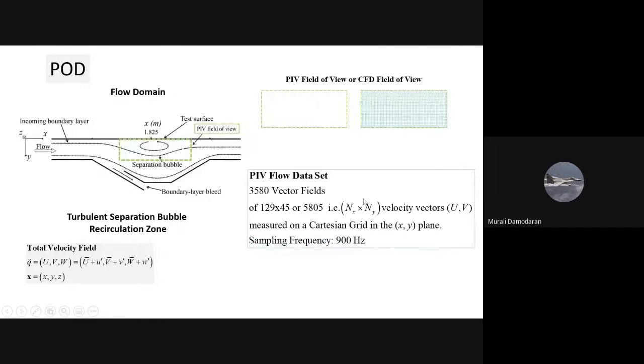So this is a test problem. Let's say there is an experiment; I can do an experiment or CFD. This is a flow which is coming in. There is a depression here, so that when the flow comes here, it will go like this, and there will be a separation bubble somewhere in this dotted box.